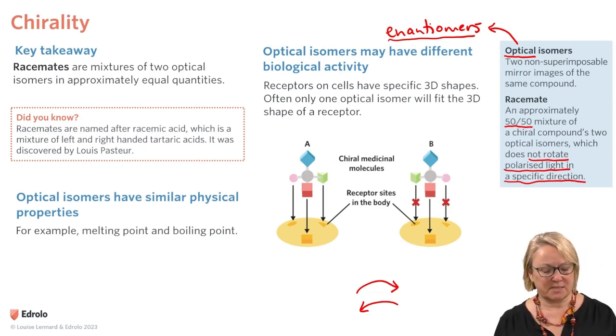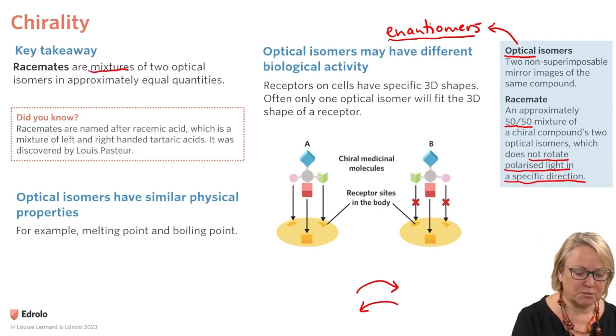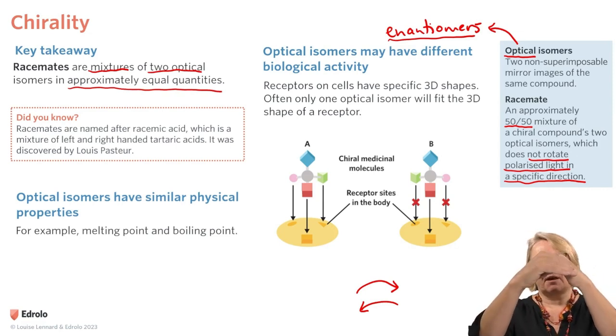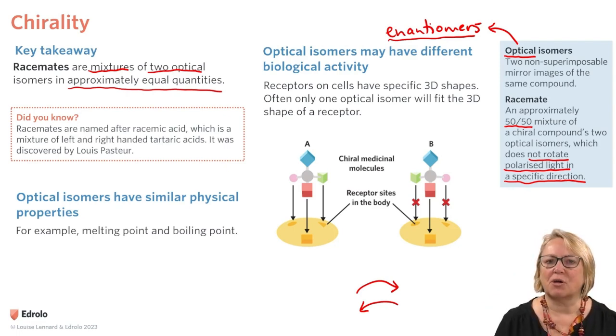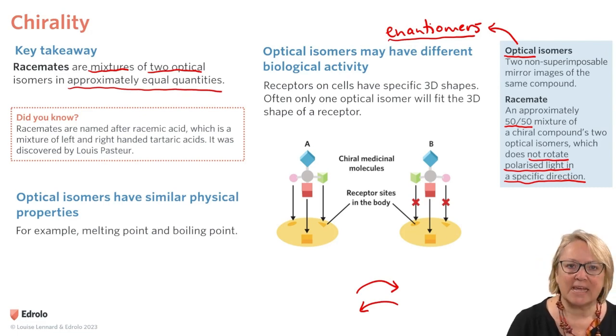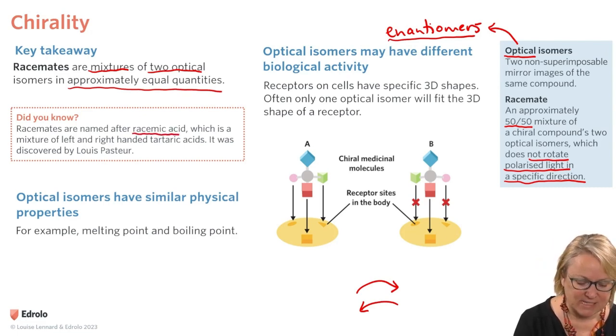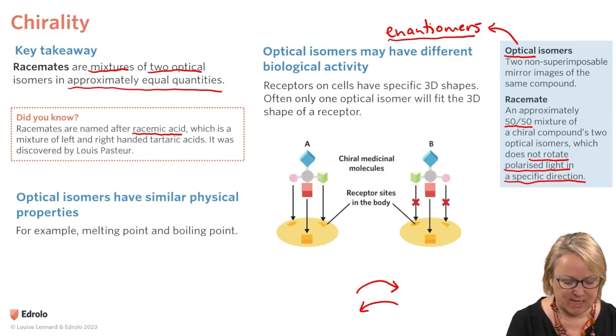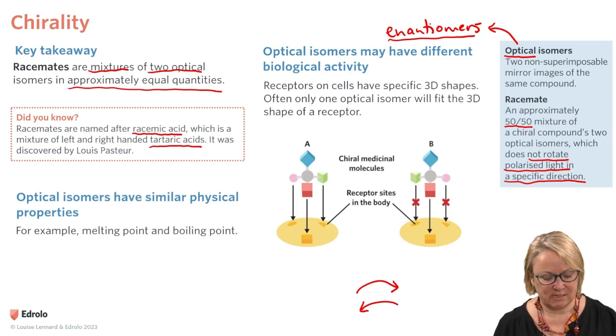So a racemate is a mixture of two optical isomers in approximately equal quantities. Okay, so we've got one molecule rotating one way, another molecule rotating the other way, and they cancel each other out. So racemates don't rotate polarised light. Racemates are named after racemic acid, which is a mixture of left and right-handed tartaric acids, which is an organic acid, discovered by famous scientist Louis Pasteur.